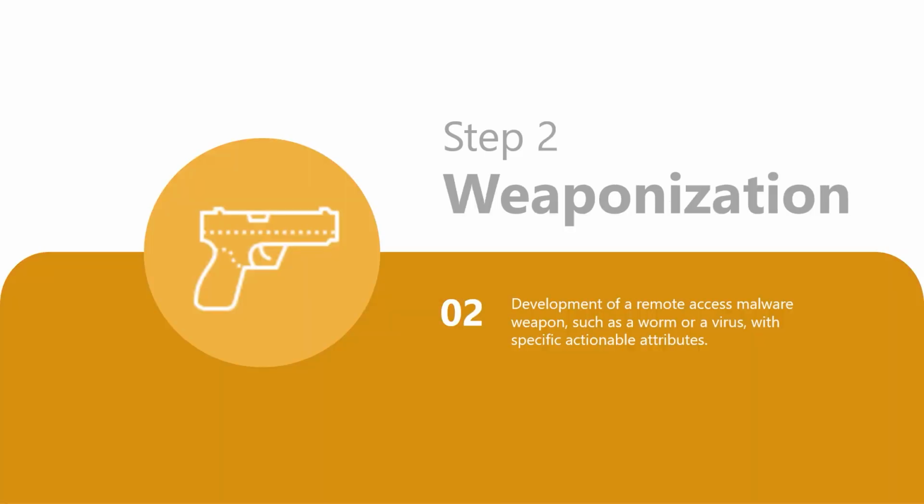Step 2, the weaponization, is the development of a remote access malware weapon, such as a worm or a virus, with specific actionable attributes. And sometimes this development is targeted specifically for an organization. We've seen that malware is developed with the IP address of certain servers within the organization once they've actually identified those.